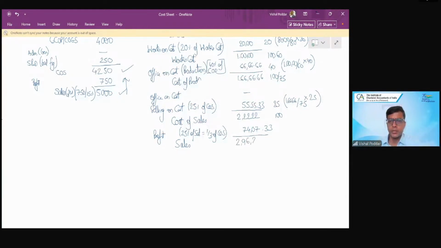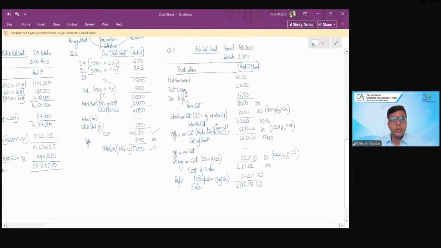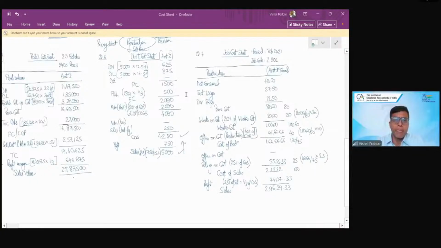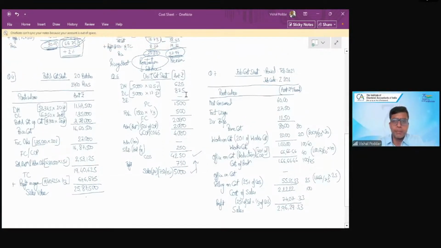2933. Right, students? 2969.33. Perfect. Great. So see, these are some 3 marks questions you can say, which you may expect on cost sheet, which has different flavors. Some are mathematics driven, some are simple calculations driven, right?